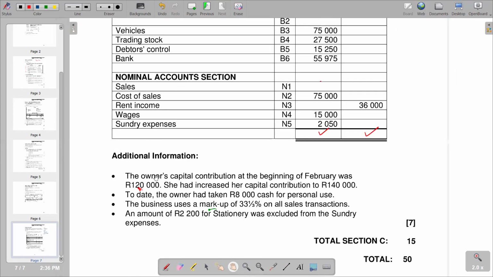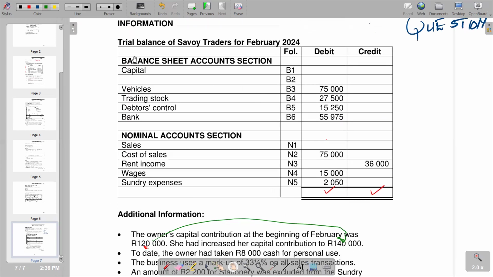On the first part, it says the owner's capital contribution at the beginning of February was 120,000 rands. She had increased the capital contribution to 140,000. Very simple. It was 120,000 and then it increased to 140,000, so 140,000 is the new capital balance that we are supposed to put here. And obviously, we know that our capital balance comes on the credit side.